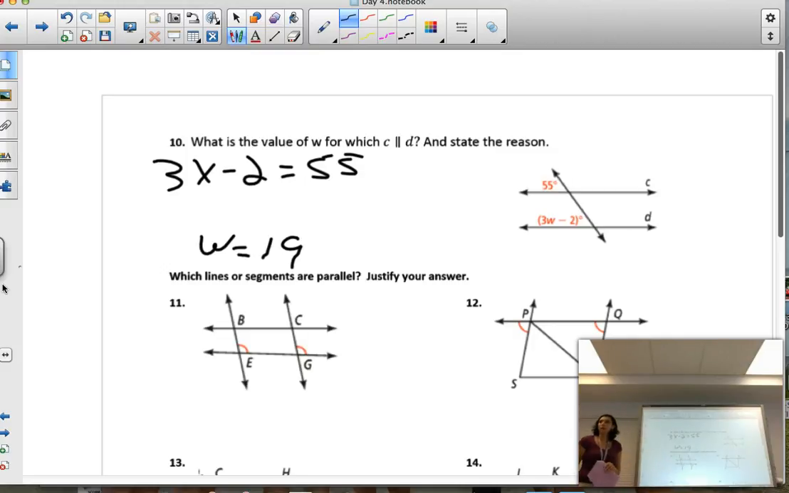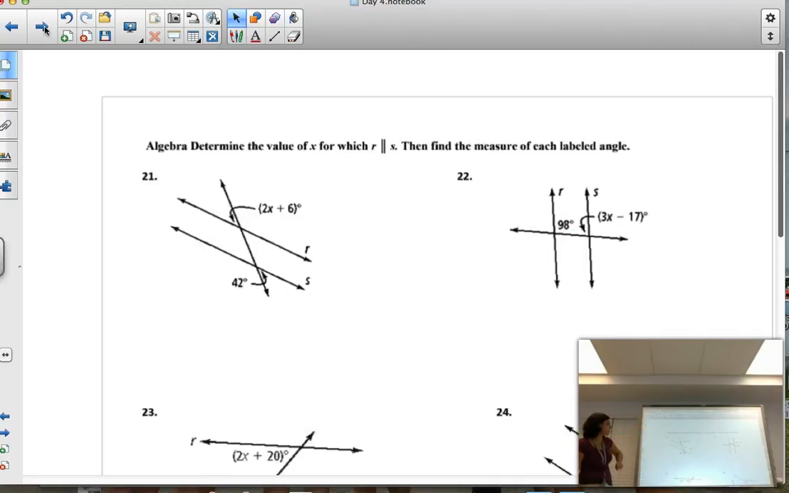Everybody good with this? Alright, let's flip the page. I want to do a couple more like this. We'll come back to these bottom ones, maybe next class. Let's look at these, because this is kind of similar to what we were just doing. So flip the page, go to the back for me. Everybody on the back page. Quickly.